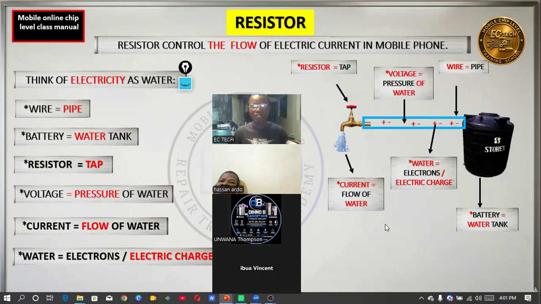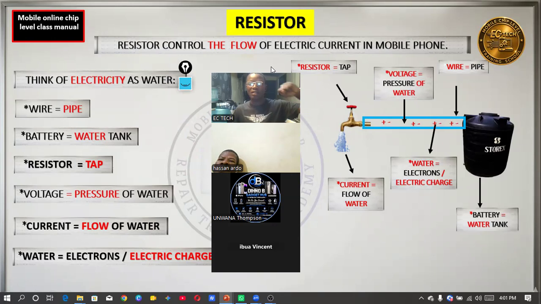Okay? So now voltage. Voltage is the pressure inside the water that is pushing the water. The force. When you open your tap, you just see that water will come out. Boom. There's a pressure that is pushing it. So that's how voltage works. Voltage is a pressure that is pushing the electron.